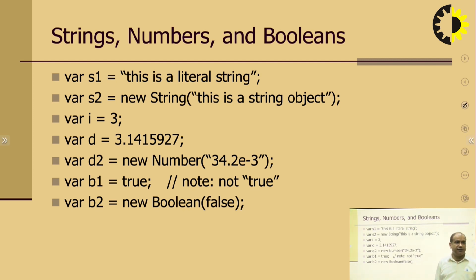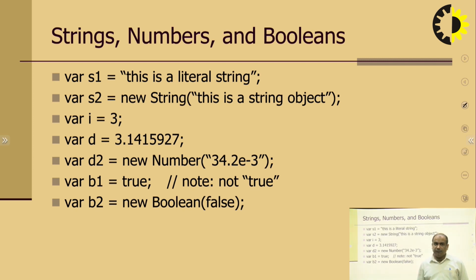If we define var d equal to 3.1415927, that is a double value. Here d will define a decimal value, or we can say a floating value. Then var d2 equal to new Number, and we define in scientific notation 34.2e-3. Here it will represent a variable as an object value.